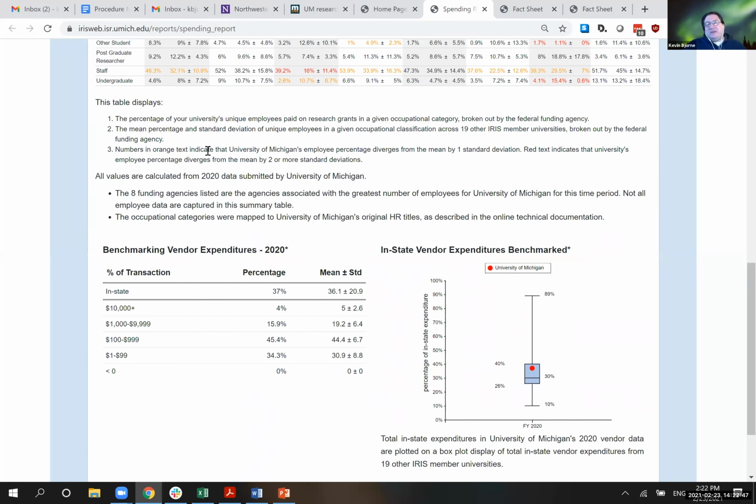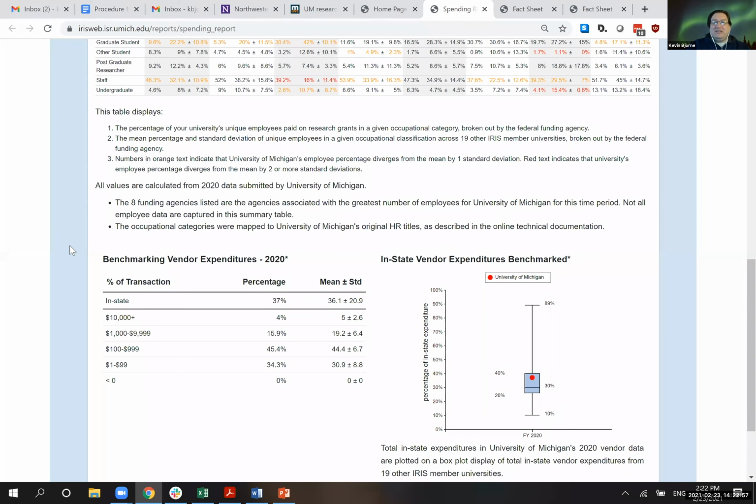Originally, this benchmark page was designed to help test the quality of the data, but people liked it so much that we left it in for this purpose. And we've been talking about expanding on it ever since.